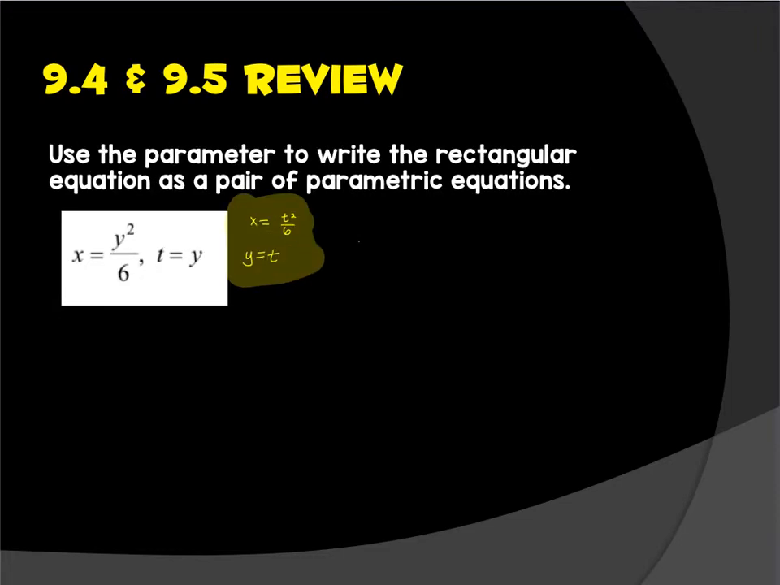The third one said use the parameter to write the rectangular equation as a pair of parametric equations. So this time only one had the t, you had to put the t back into the other one. So because t equals y, I'm taking y and replacing it with the t, and I would have gotten x equals t squared over 6. This is a pair of parametric equations, so you need both the x equals and the y equals as your answer. X equals t squared over 6 and y equals t.